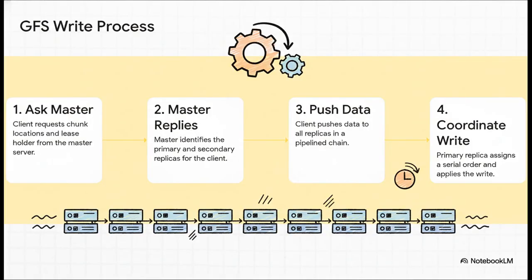And that 64 megabyte chunk size completely dictated how they wrote data. They did something brilliant. They separated the instructions from the actual data. As you can see here, the client pushes that massive chunk of data directly from one server to the next in a chain, almost like a bucket brigade. It's only after all that data is in place that the primary server gives the final, "Okay, write it" command. This keeps the network pipes full and creates an unbelievably efficient system perfectly designed for their specific needs.